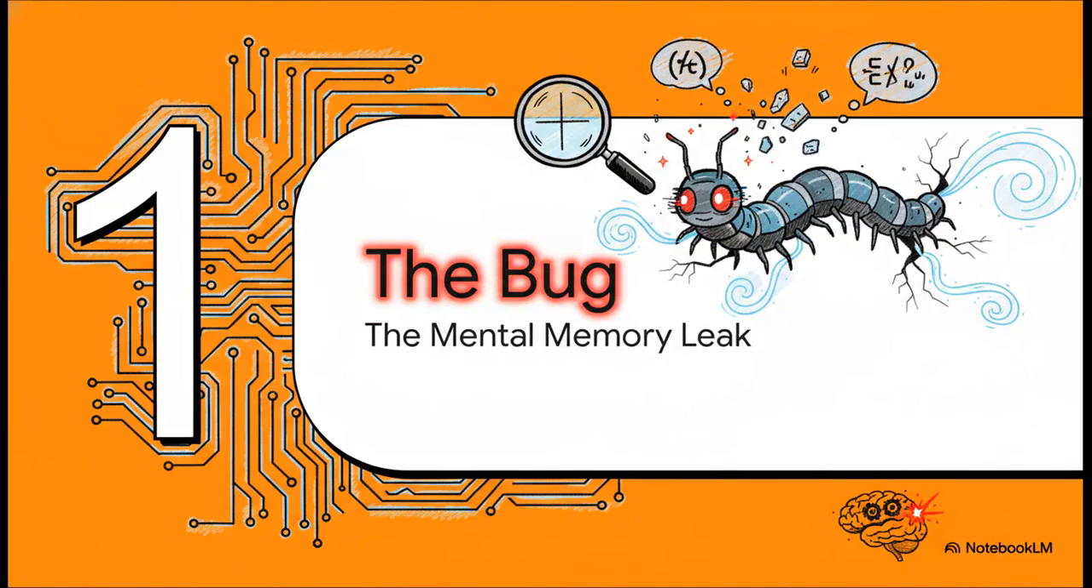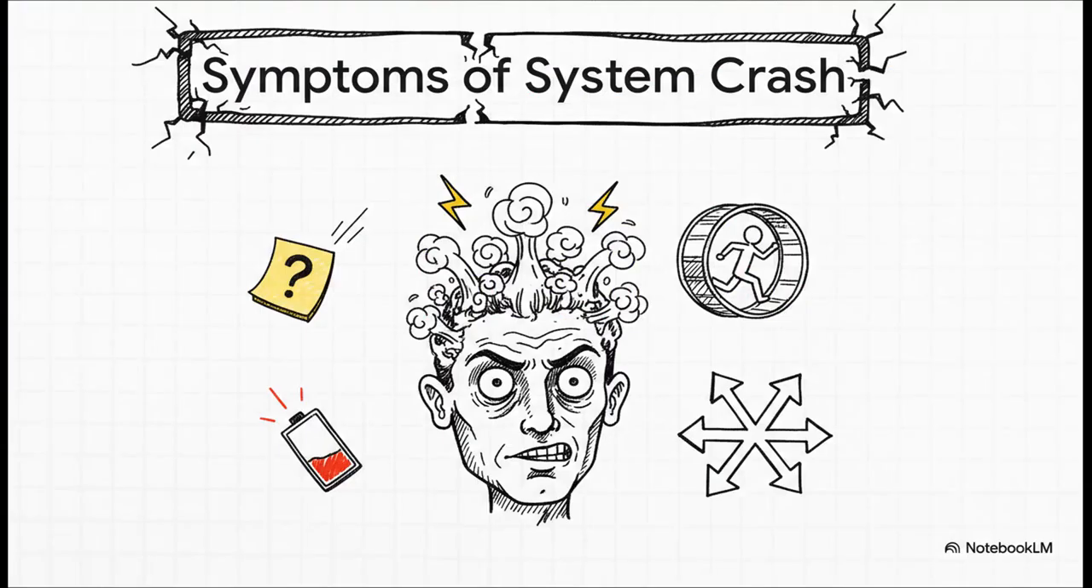So, how do we start architecting a fix? Well, first you got to define the problem, right? The bug we're hunting down here is a really nasty one, a critical memory leak in our own mental operating system. Do any of these look familiar? That feeling of just spinning your wheels? You're always busy, but you're not actually getting anything important done? Your battery just feels constantly drained?